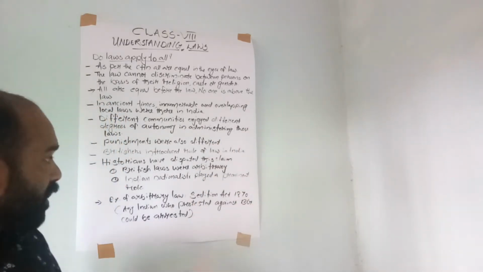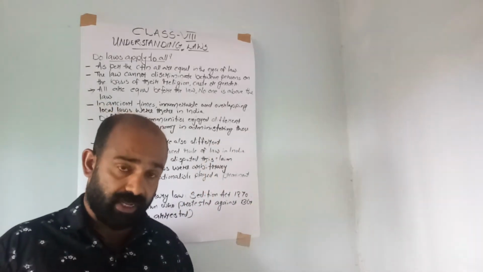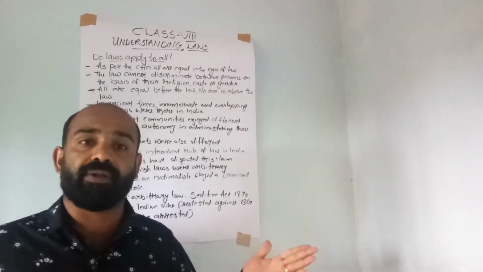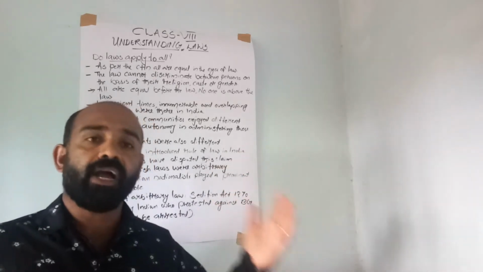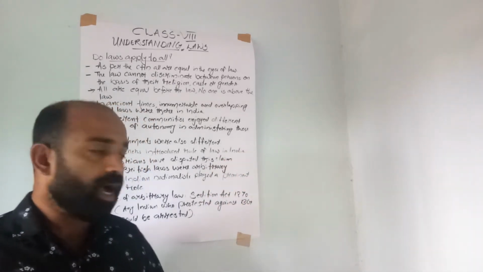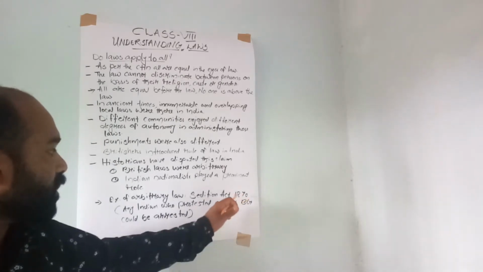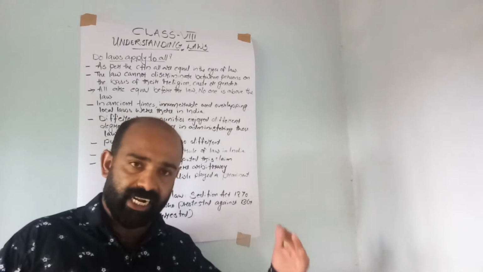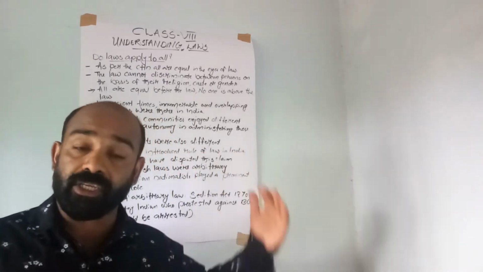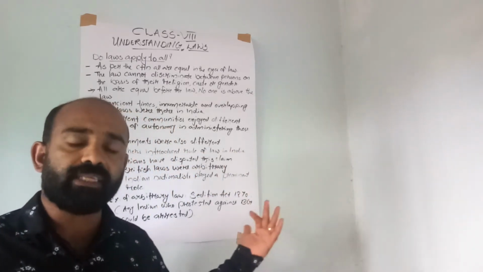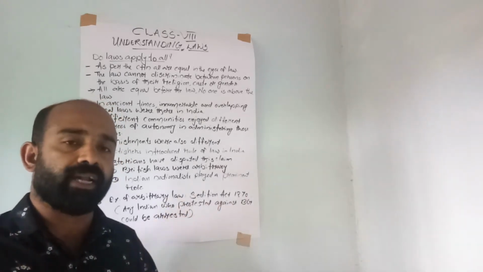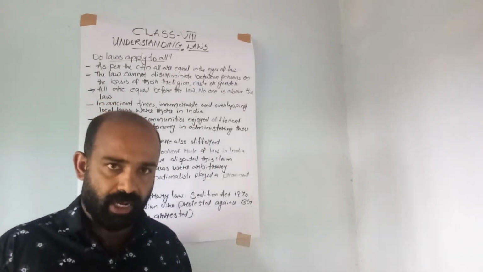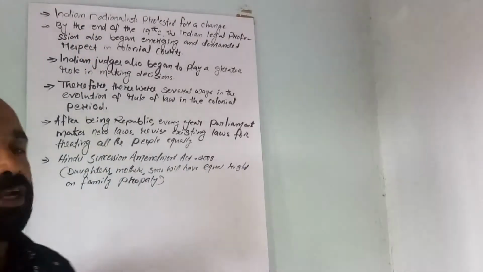So, one example, let's see here: the Sedition Act of 1870. As per this act, if any Indian criticized the British government, that person could be arrested, imprisoned, and brutally tortured. Any Indian who protested against the British government was arrested, detained, imprisoned, and brutally punished. That is why we can say that the rule of law is not the contribution of Britishers in India. The Indian nationalists protested for a change.